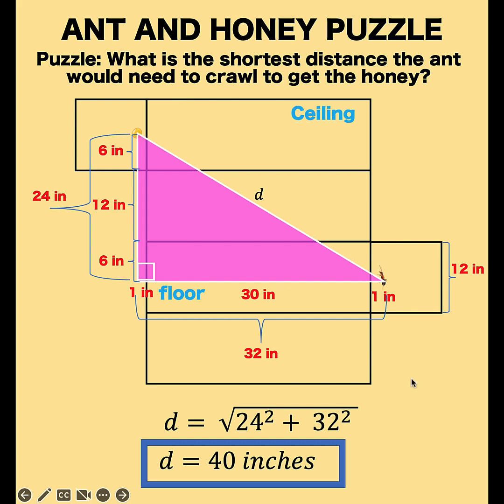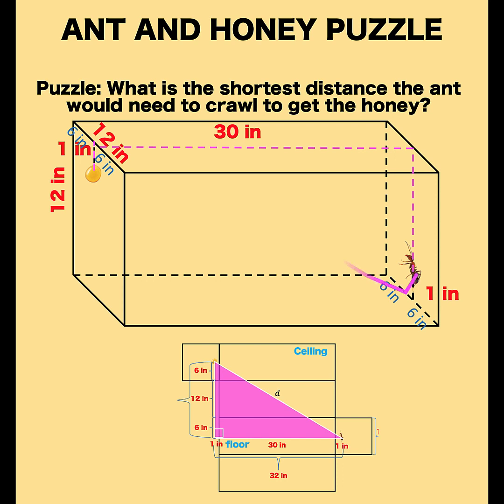the honey. And going back now to the three-dimensional rendering of the box, this is now the path that the ant has to crawl in order to get into the honey. And the distance is 40 inches.